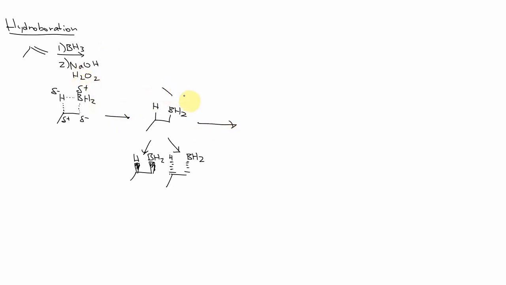The second step is you're adding NaOH and H2O2. And I won't get into the mechanistic part of that, but what happens is you swap your BH2 for an OH. And again, this is a syn addition, so it's actually either of these two chemicals. And so when you switch that BH2 for an OH, that doesn't switch the stereochemistry.